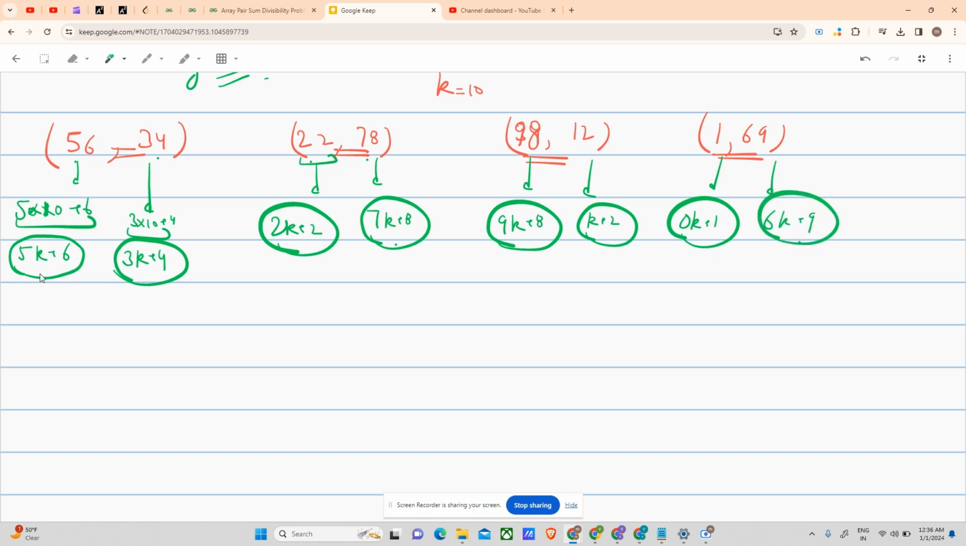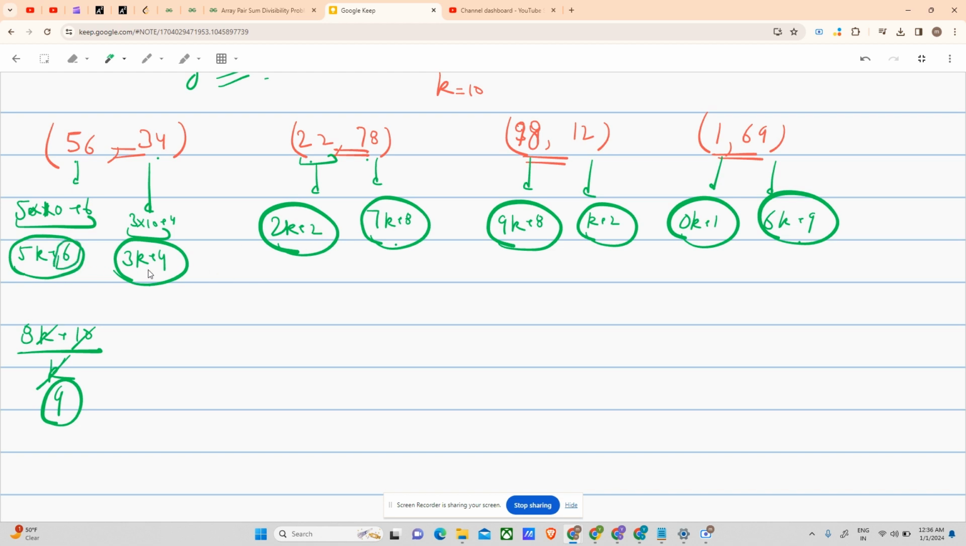Now you see, when I add these, what will it become? 8k plus 10. Divided by k, k cuts the k, and 10 by k, that is divisible, right? k is equal to 10 only, so k will cut it down. Okay. So what did I observe in all these pairs?